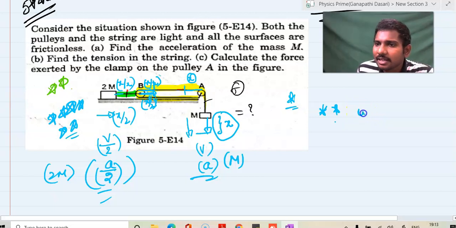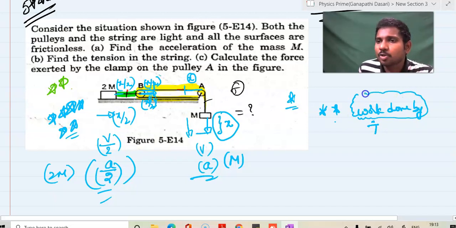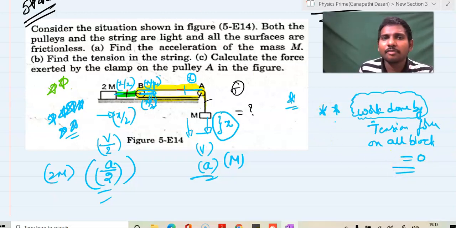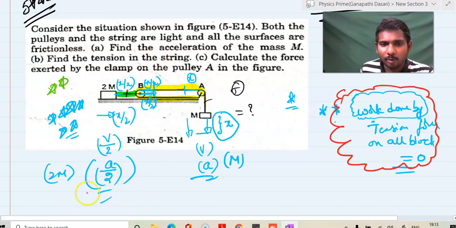That important thing is work done by tension force. We will study work done in the next topic of work and energy, but still, from your basic high school concept of work, we can solve this problem very easily. Work done by tension force on all blocks in the given system should be equal to 0. So one technique we found out.